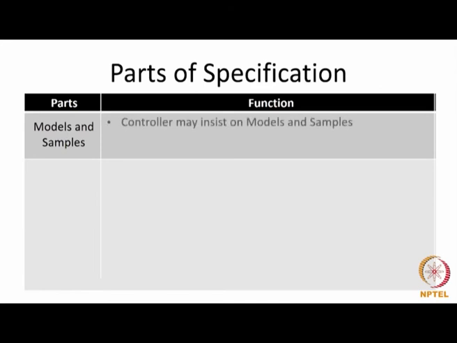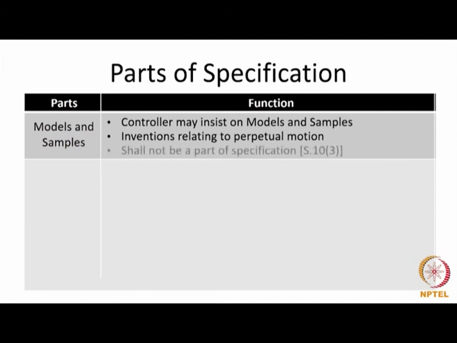Models and samples: the controller may insist on models and samples. Models and samples are not mandatory. For inventions relating to perpetual motion, the manual says that if somebody claims an invention for perpetual motion, the patent office may insist on a working model. The models and samples shall not be part of a specification, whereas drawings are considered to be a part of the specification. So that is a difference between models and samples and drawings.